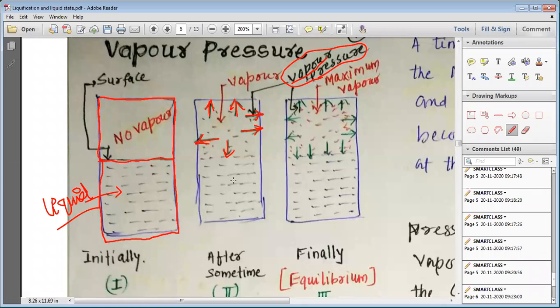Now the liquid starts converting to vapor. In the same way, some molecules that have turned into the vapor phase also start going back into the liquid phase. So now a two-way process starts: vaporization and condensation take place simultaneously. Liquid goes to vapor, and vapor turns back to liquid, which is condensation. But at one particular stage, the number of molecules going from liquid to vapor and the number going from vapor to liquid become equal. That particular condition is called equilibrium.